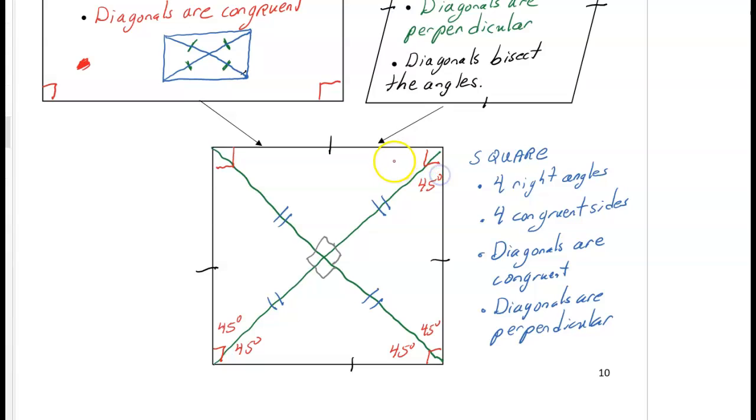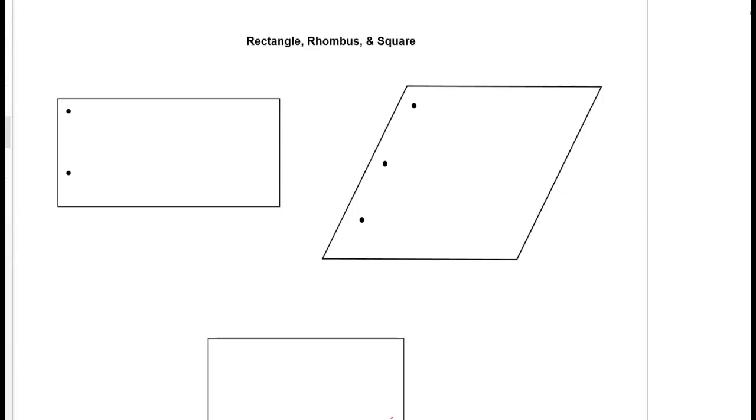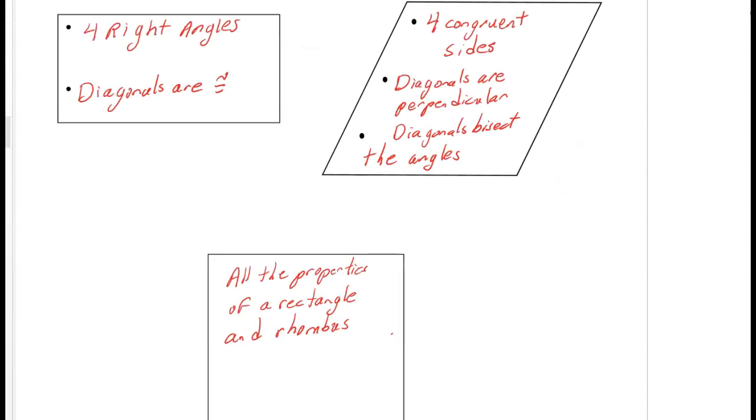So this is sometimes called the quadrilateral family tree. And we're going to start taking a look at some practice problems in a minute. On page 11, you will see a rhombus, a rectangle, and a square. See if you can recall the different properties of each shape without looking back at your notes. So let's take a look at the screen and see if you got them correct.